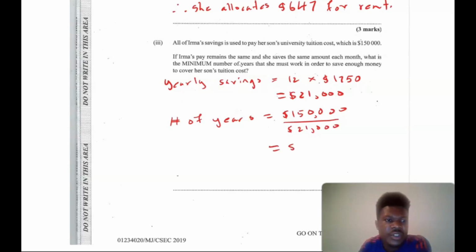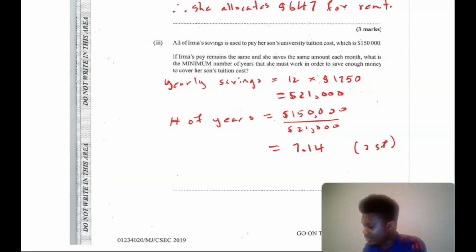The dollar sign won't be there anymore. So it's pretty much like 150 divided by 21. And it's 7.14. So it's 7.14 years. That's 3 significant figures. So that's the minimum number of years that she needs to save. And to convert the fraction of a year, we can multiply it by 12 to see how many months. So 7 years, so we need to know the exact number of months.